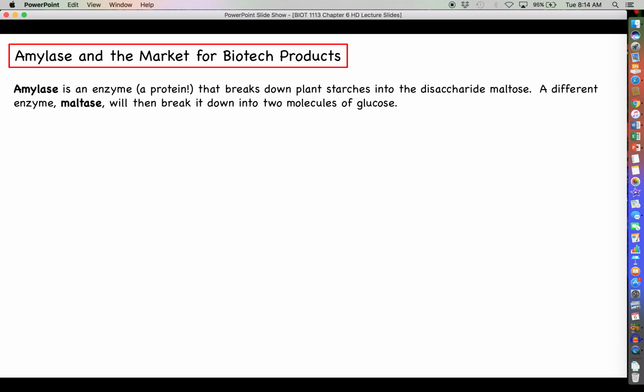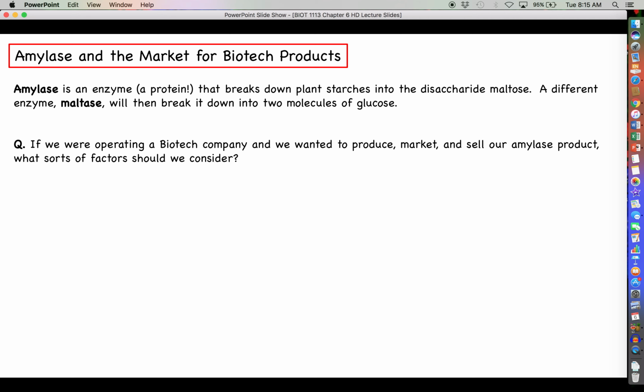Now, what amylase does, the enzymatic reaction that it catalyzes, is it breaks down plant starches into the disaccharide maltose. If it's not quite clicking what a disaccharide or what carbohydrates are, you may want to go back to chapter 2, in which we discuss those things. Once we have our disaccharide maltose, which is just two glucose monosaccharides joined together, another enzyme called maltase will then break that down into two molecules of glucose. And glucose is going to be heavily utilized by cells throughout the body for making energy.